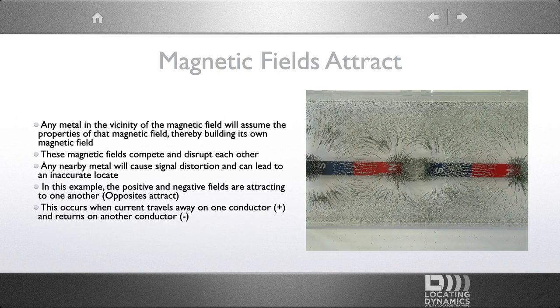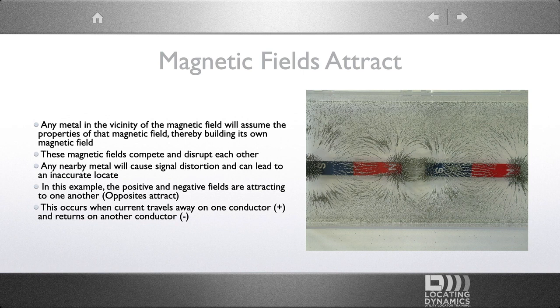Magnetic fields attract. Any metal in the vicinity of the magnetic field will assume the properties of that magnetic field, thereby building its own. These magnetic fields then compete and disrupt each other. Any nearby metal will cause signal distortion and can lead to an inaccurate locate.